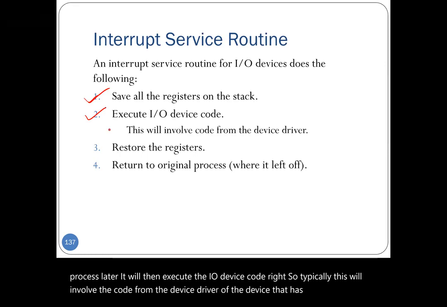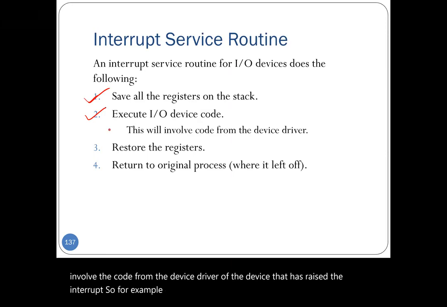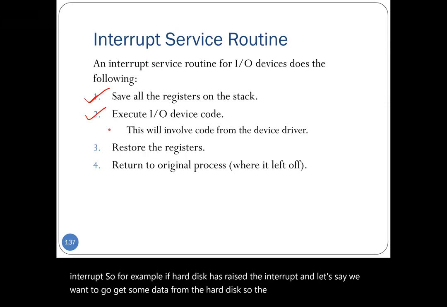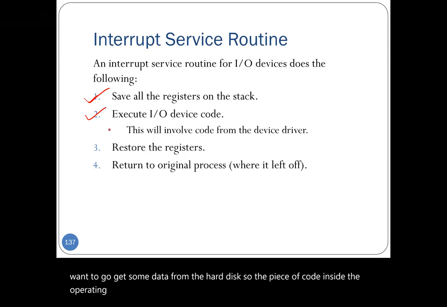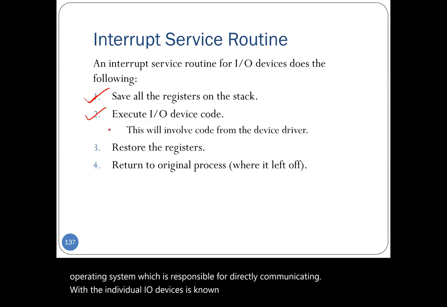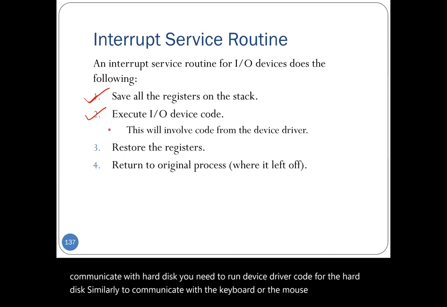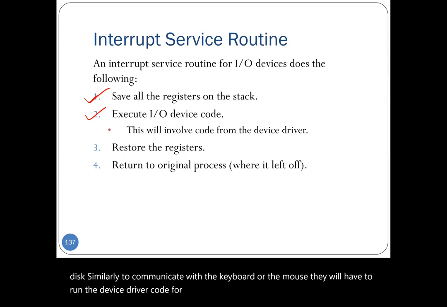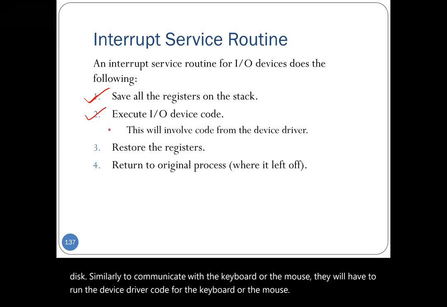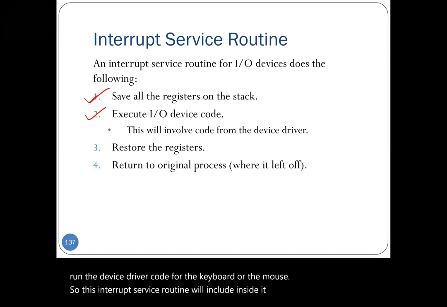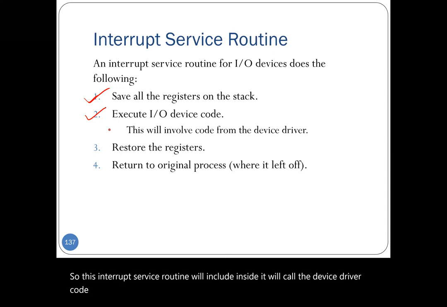For example, if the hard disk has raised the interrupt, and we want to get some data from the hard disk, the piece of code inside the operating system which is responsible for directly communicating with the individual IO devices is known as the device driver. To communicate with the hard disk, you need to run the device driver code for the hard disk. Similarly, to communicate with the keyboard or the mouse, you will have to run the device driver code for the keyboard or the mouse. So the interrupt service routine will call the device driver code for the associated device.